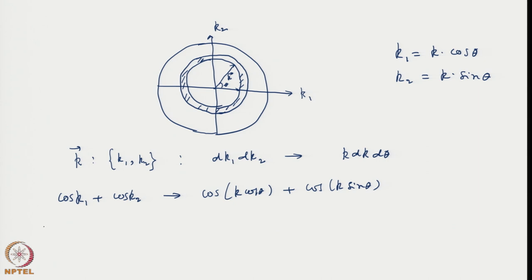So, if we now look at the value of the denominator, which is 1 minus half of cos k1 plus cos k2, we immediately see that this also has a singularity at the point k1 equal to 0, k2 equal to 0, that is the origin. Because when k1 equal to 0, cos k1 is 1, cos k2 is also 1, 1 plus 1, 2 by 2 is 1, so 1 minus 1 is 0. So, this tends to 0 at the origin, which means this also is going to end up as a singular integral.